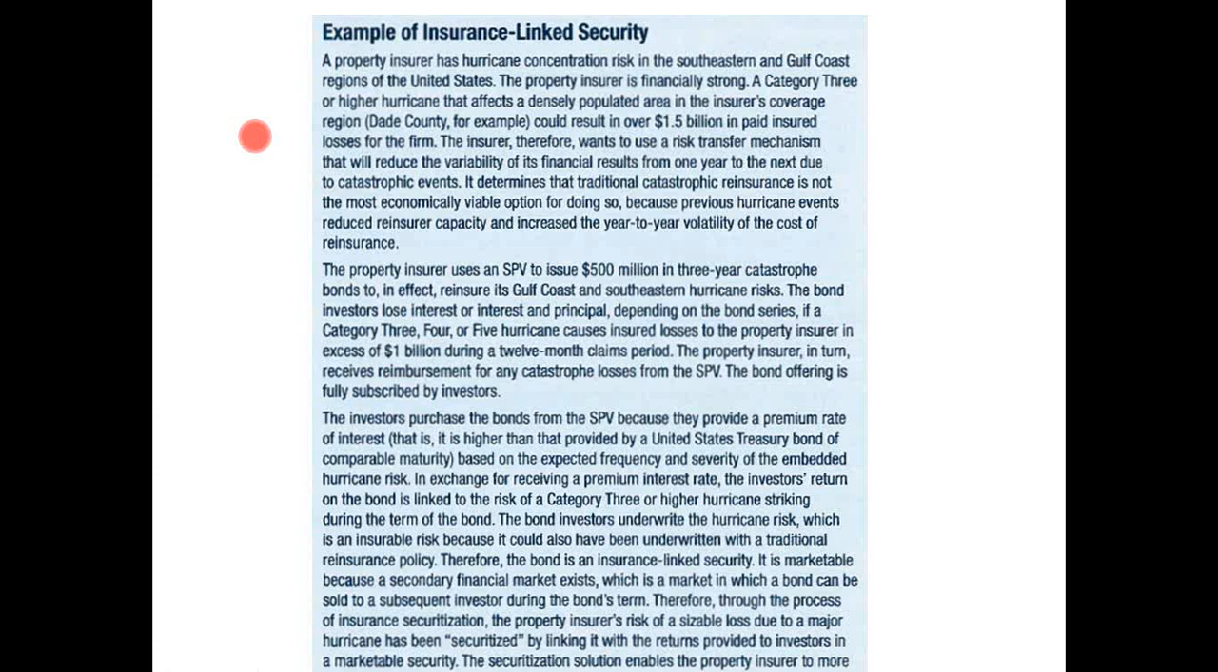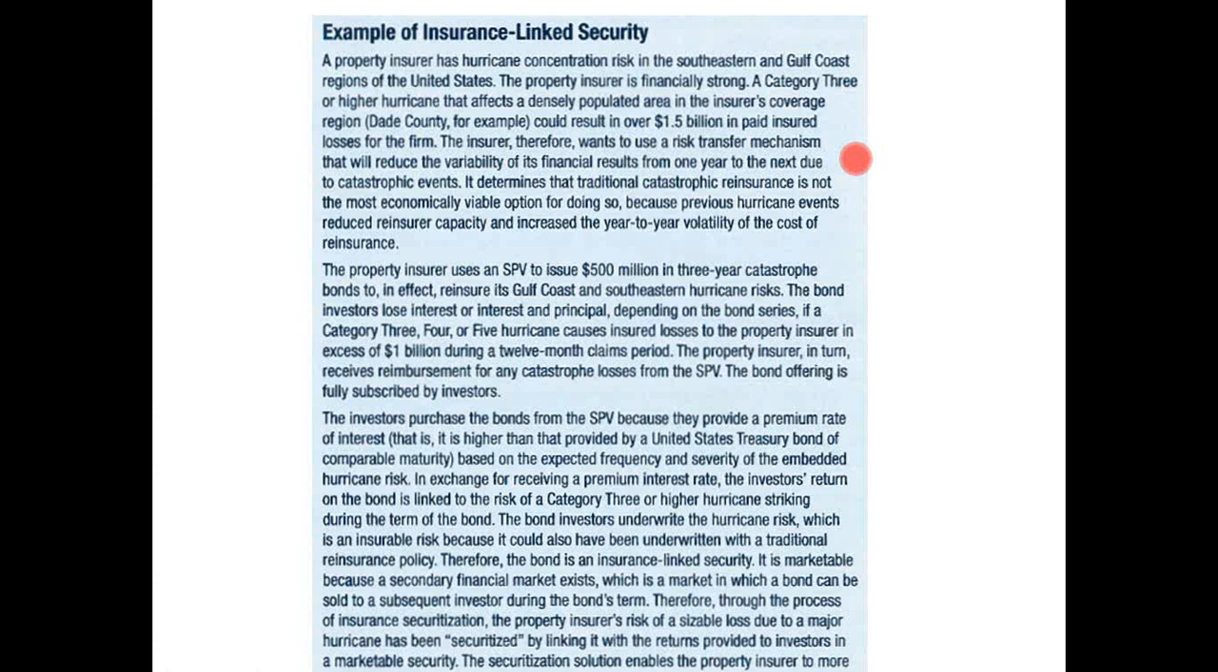And the example that they provide here, I'm not going to go through the whole thing, but just point out how this might work. The property insurer is financially strong. A Category 3 or higher hurricane that affects a densely populated area in the insurance coverage could result in over $1.5 billion in paid insured losses for the firm. The insurer therefore wants to use a risk transfer mechanism that will reduce the variability of its financial results from one year to the next due to catastrophic events.